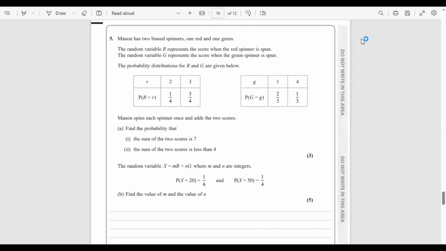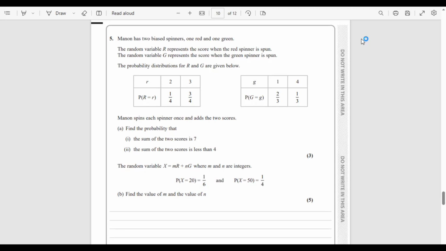So the question says this. Manon has two biased spinners, one red, one green. R is the discrete random variable which represents the score when the red spinner is spun. So if we look at this table here, when the red spinner is spun, we can get a 2 or a 3. So this little r there is our outcome. So in stats, little lowercase letters represent outcomes. So we get an outcome of 2 or 3. So the red spinner has only 2 or 3 on that spinner. And we've got the probabilities there. So probability of a quarter of getting 2 and probability of 3/4 of getting 3 on that red spinner.